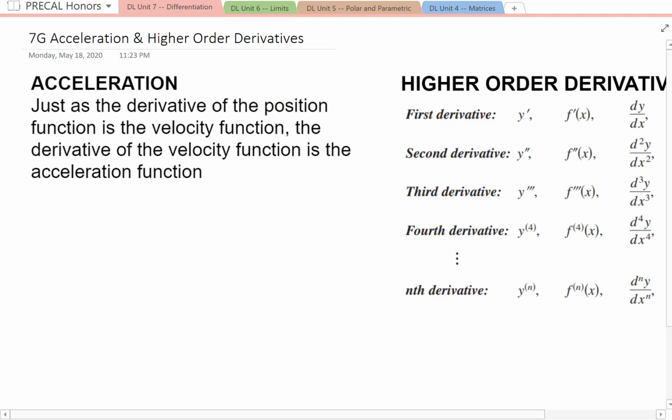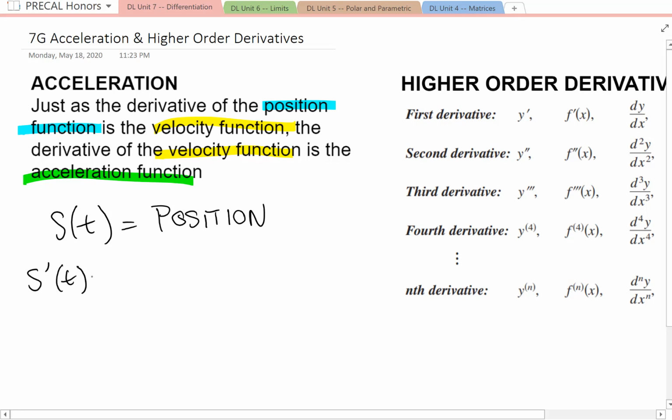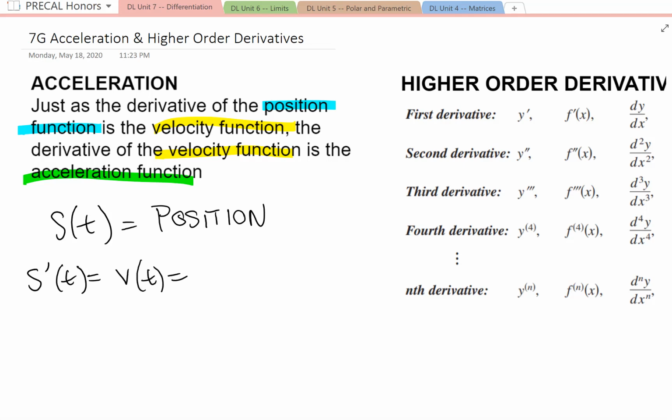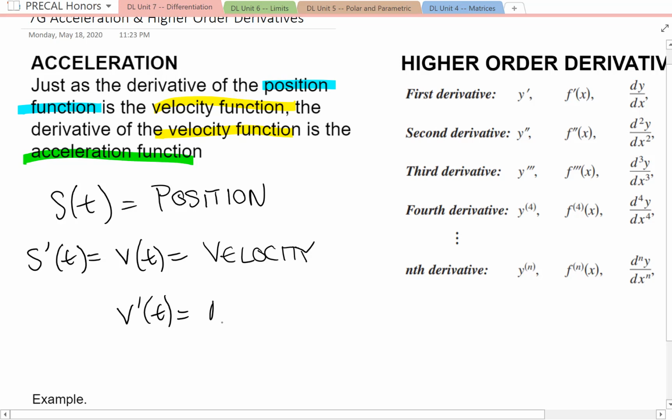Just as the derivative of the position function is the velocity function, the derivative of the velocity function is the acceleration function. So you have s of t, the position function. Then we take the derivative of the position function, s prime of t, and we get v of t, which is the velocity function. Then we take the derivative of the velocity function, and that's called the acceleration function.